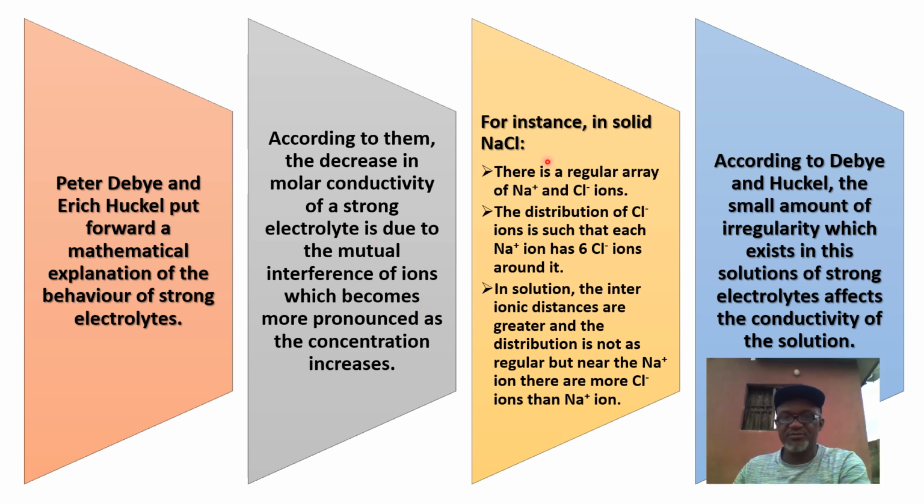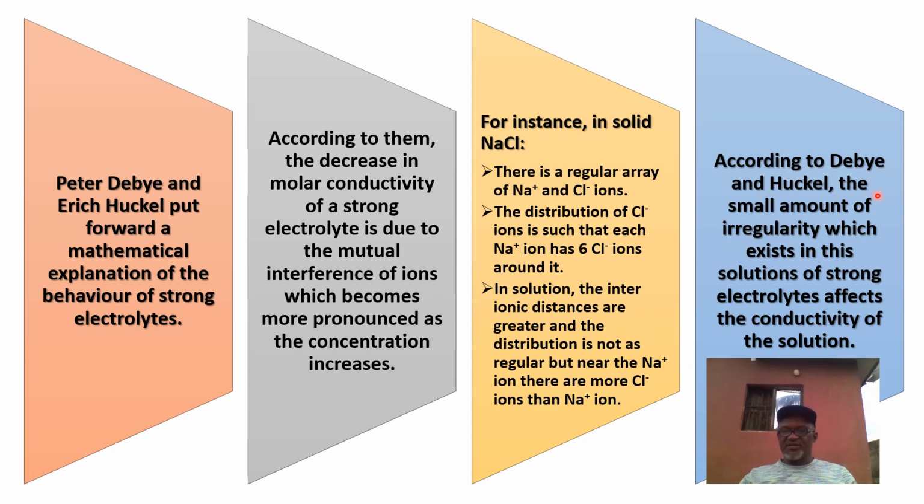For instance, in solid sodium chloride, there is a regular array of sodium and chloride ions. The distribution is such that each sodium ion has 6 chloride ions around it, if you remember your crystallography. In solution, the interionic distances are greater and the distribution is not as regular, but near the sodium ion there are more chloride ions than sodium ions. You can see what happens in solution.